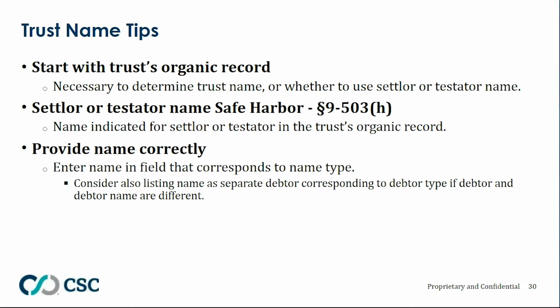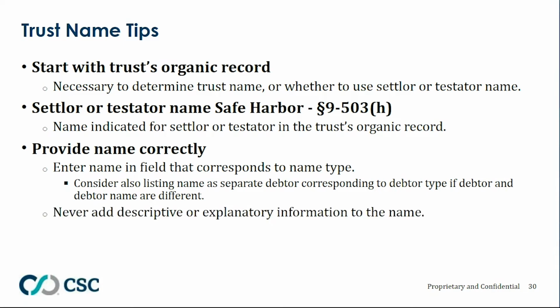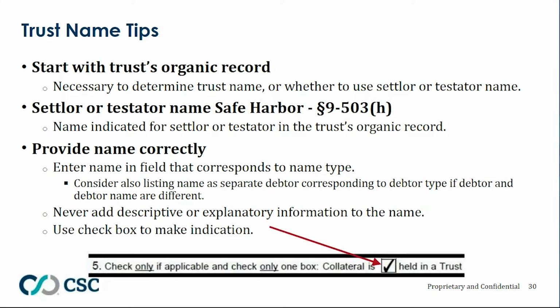Be sure never to add descriptive or explanatory information to the name. Put that in a separate part of the financing statement and use the checkbox to make the indication that it's held in a trust. Don't put the indication in the debtor name.